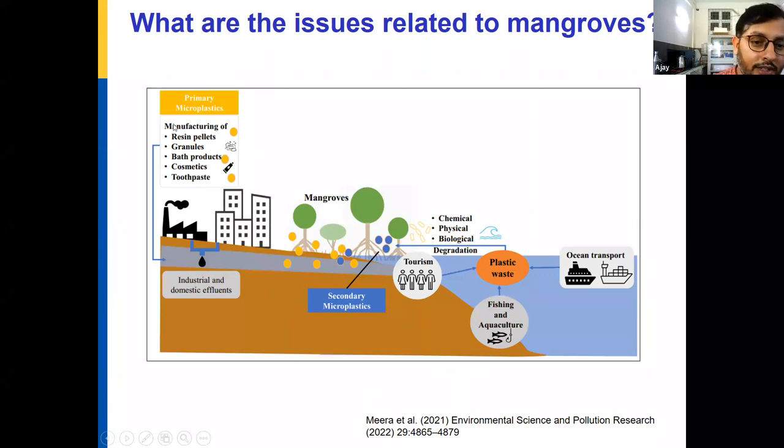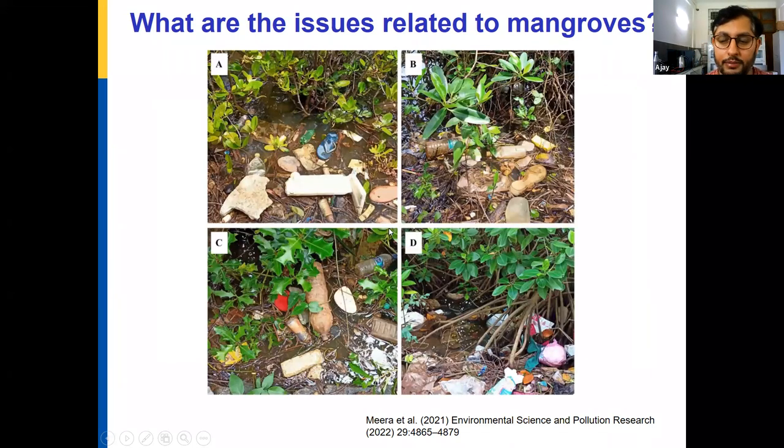You can see various sources of different plastics, and then, through various chemical, physical and biological degradation processes, they turn into microplastics, and then they also threaten the survival of the mangroves. You can see this kind of pollution is present in different mangrove areas, and this is just the tip of the iceberg. There are many places which are more polluted than this, and then other pollutants like heavy metals, which I have not discussed here.